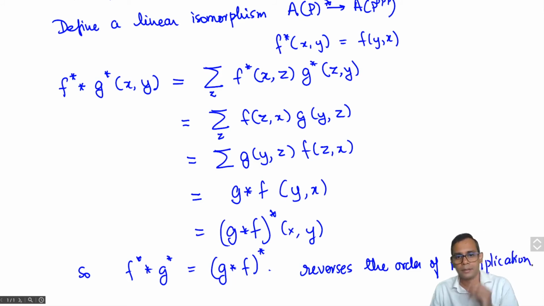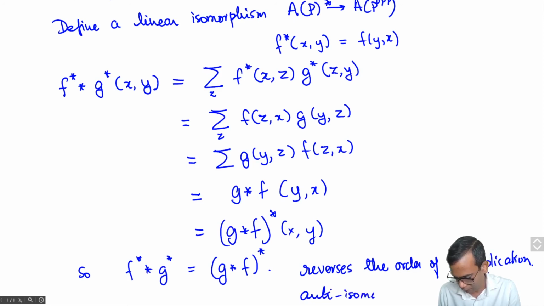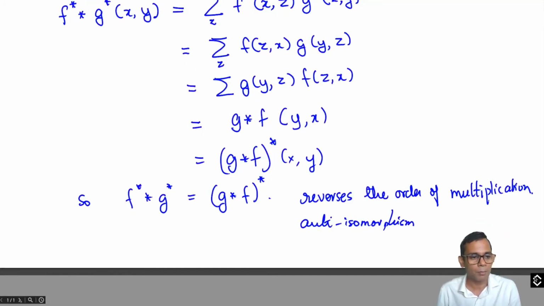So the multiplication in A(P op) is essentially the same as the multiplication in A(P), except that the order is reversed when we identify the elements of A(P op) with the elements of A(P) using star. So this is sometimes called an anti-isomorphism. It doesn't mean that A(P) and A(P op) are isomorphic. What it means is that these algebras are themselves opposite of each other in the sense of opposite algebra.